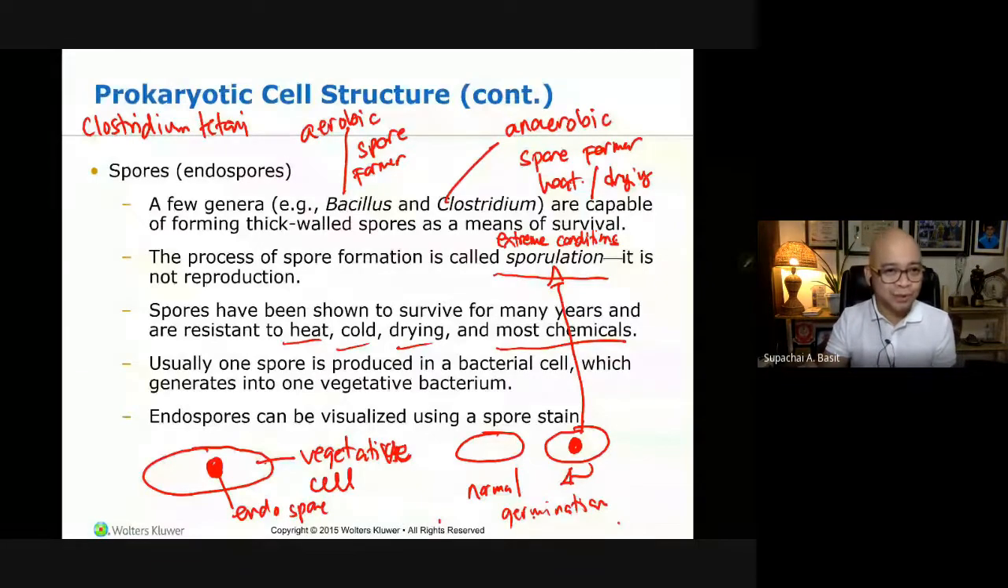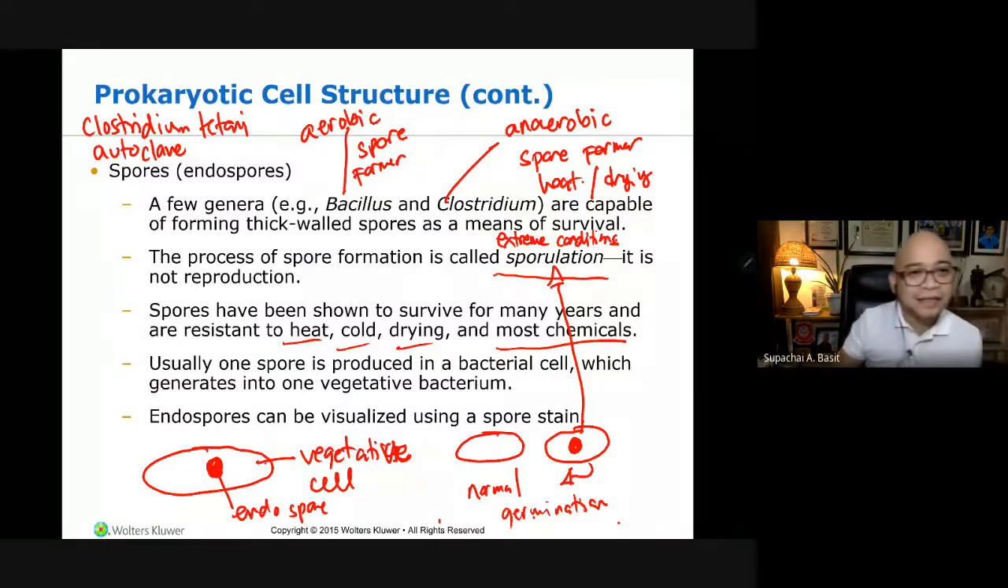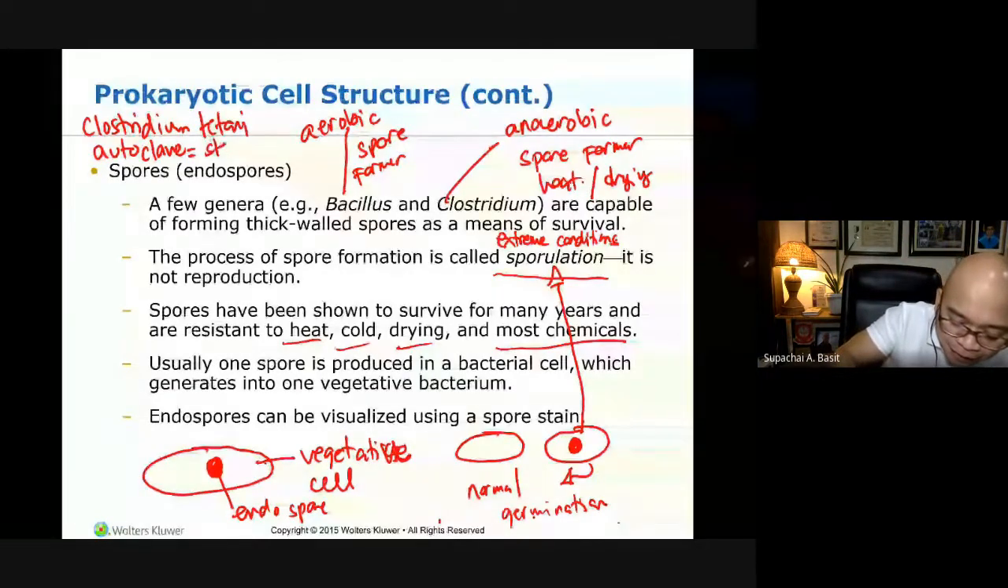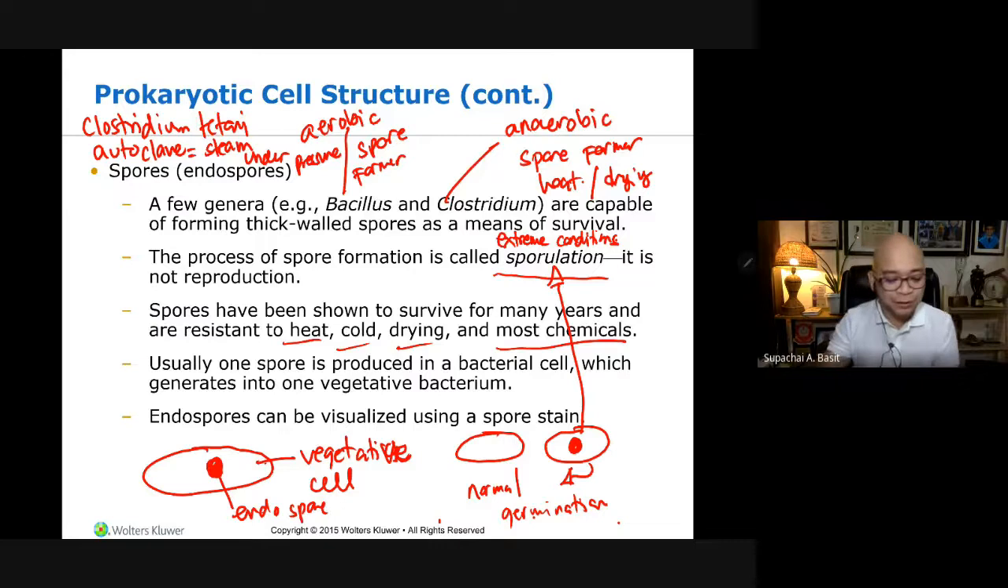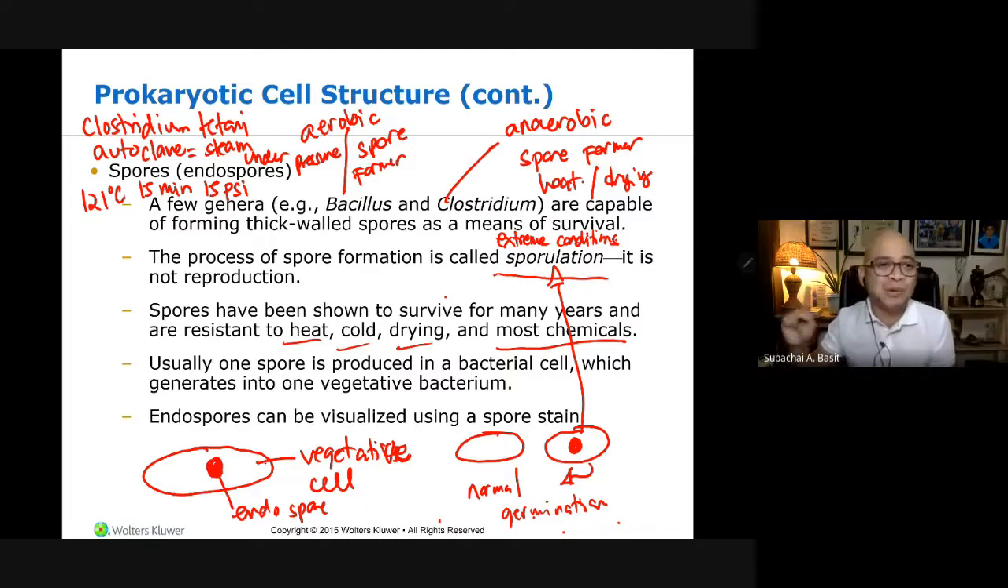So how do we destroy bacterial endospores? The only way that we can destroy them is by means of an autoclave. An autoclave is steam under pressure, wherein you apply 121 degrees centigrade for 15 minutes at 15 psi, or pounds per square inch. That's the only way for you to be able to destroy the spores.